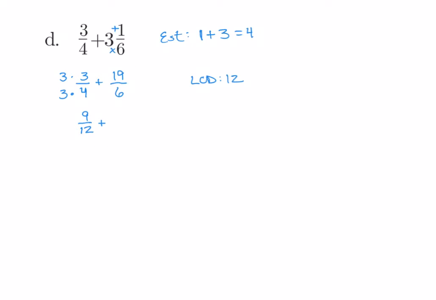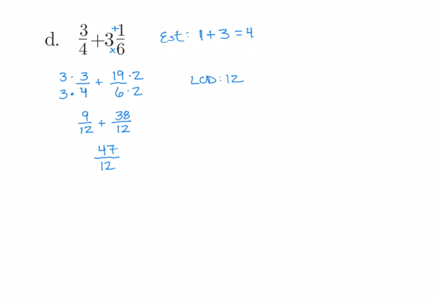plus, to get from 6 to 12, we multiply by 2, and we get 38 over 12. If we go ahead and add now, 9 plus 38, we should get 47 over 12.